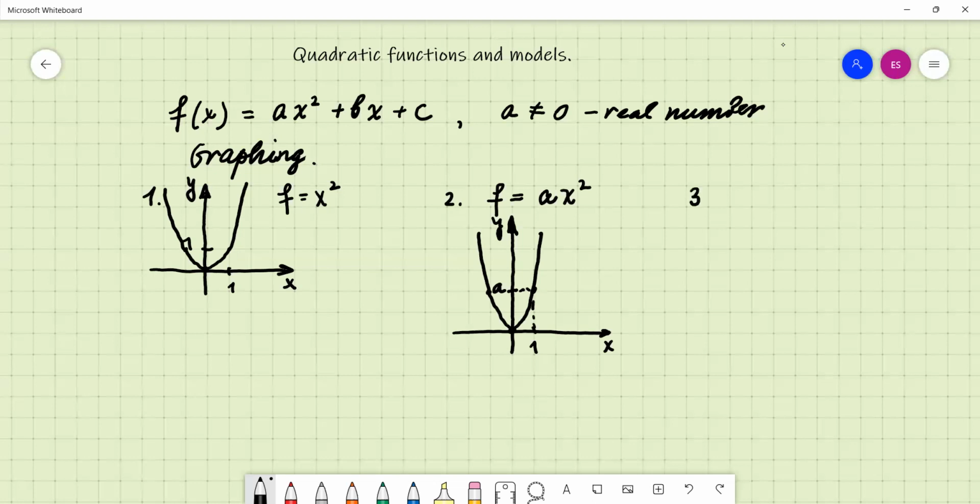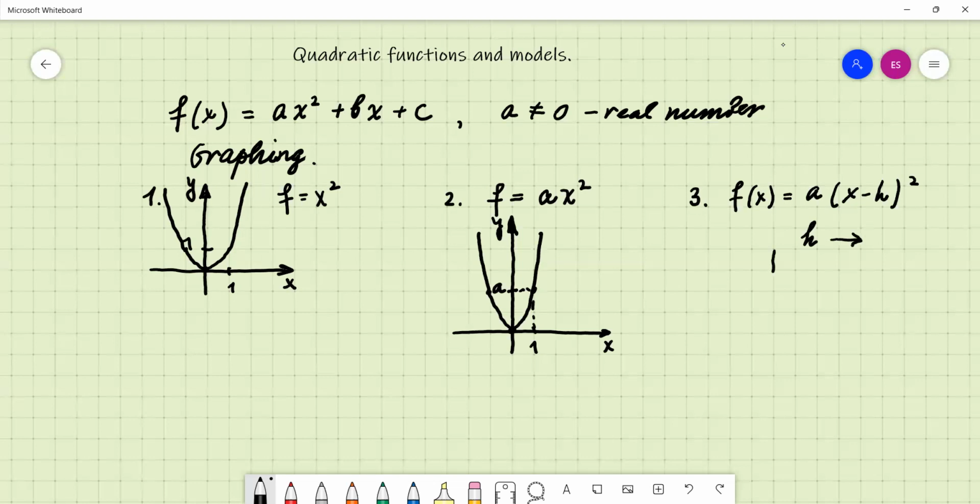Number 3, I'm going to modify it a little bit. Now I'm going to graph f of x equals a times (x minus h) squared. So how did I modify the previous one? In parentheses with x, I subtracted h. We remember from graphing that in this case, we are supposed to shift our graph h units to the right.